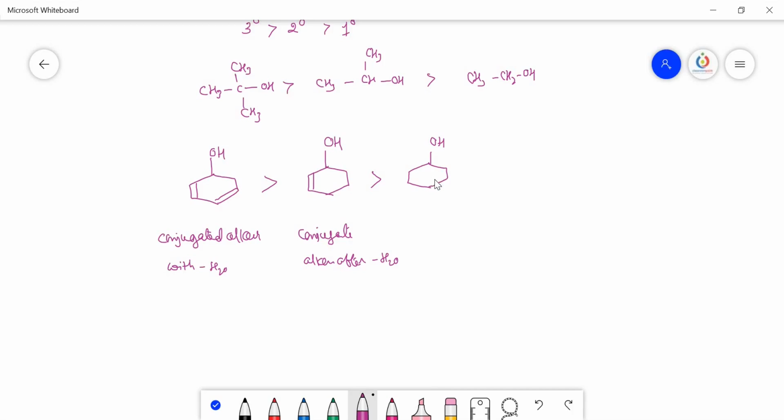But for normal alkenes where there is no pi bond at all, though these are all secondary alcohols, their rate of dehydration is less. Even if you take this molecule also, H2O, there is not much difference between these two molecules. Why? Because here conjugation will not be developed. So again a shifting of the H plus ion has to take place to develop the conjugated alkene.